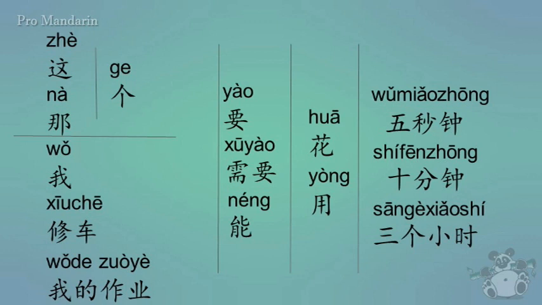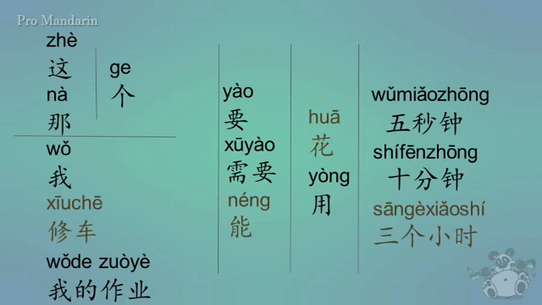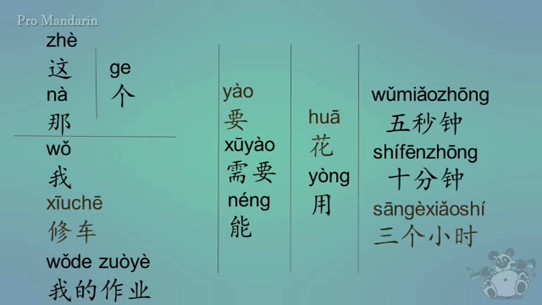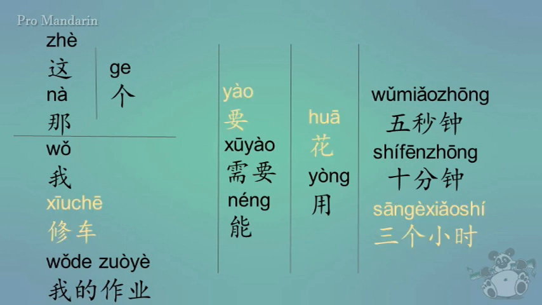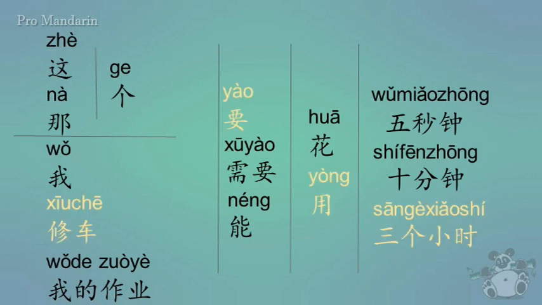All right, now how would you say it can take 3 hours to fix this vehicle? Now we're going to use 花 for this one. 修车能花3个小时. Now, alternatively, the more common way to say it would be 修车要花3个小时. So if you were to ask, like, how long is it gonna take, then usually you're going to use 要. So 修车要花3个小时. And then alternatively, you can also use 用 instead.